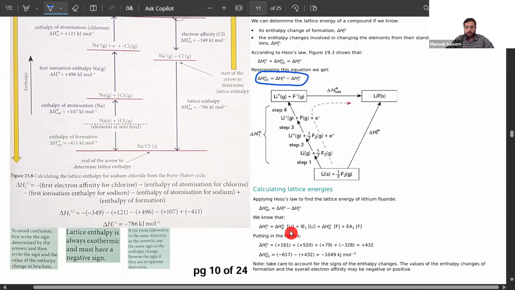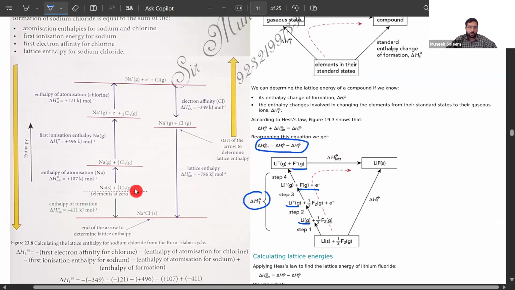like these are all included in the delta H1, which includes the enthalpy of atomization of metal, enthalpy of ionization of metal, then enthalpy of atomization of non-metal, and then electron affinity of the non-metal. All of these are included within this delta H1. Or you can also consider from here atomization, ionization, and then another atomization and electron affinity. All of these are considered within this one symbol, delta H1.